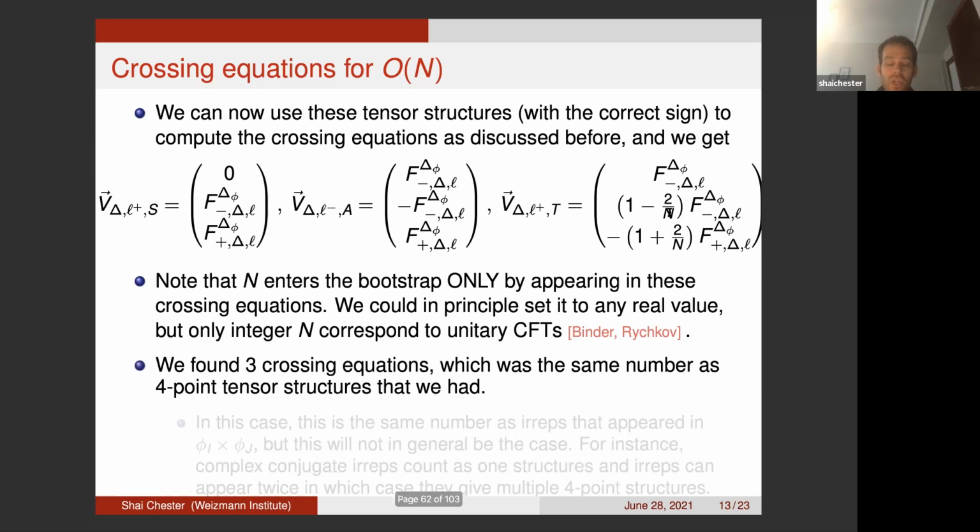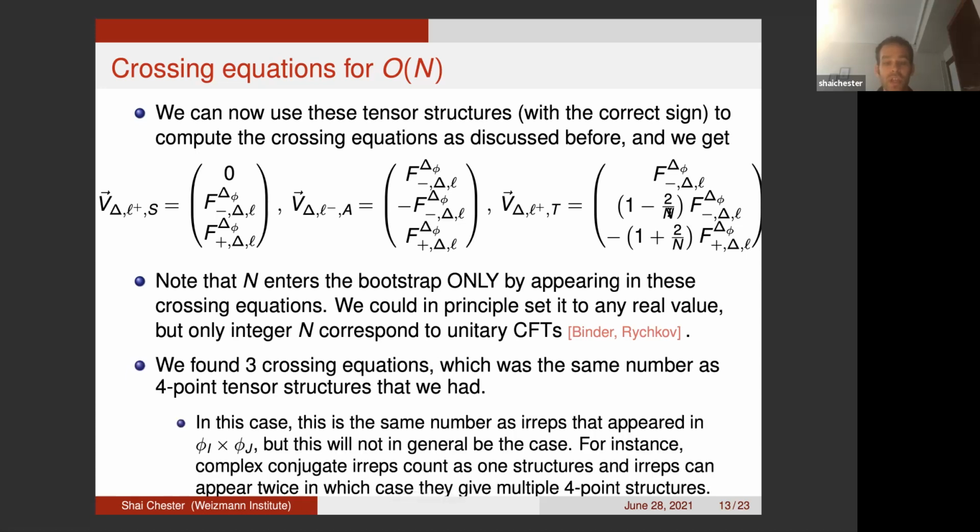Okay. So just to also emphasize this fact that we found 3 crossing equations with the same number of 4-point tensor structures, I just want to emphasize that this was only in this special case. So an example of another case where this wouldn't be true is that if you would have had complex conjugate representations appearing, then those only count as 1 structure. So even though you're getting 2 representations, it just counts as 1 structure, and so it only leads to 1 crossing equation. And then similarly, if you have the same representation, which would appear twice with the same spin, then that would have actually given you several 4-point tensor structures, and then that would have led to multiple crossing equations. And so the story in general is more complicated for the counting of crossing equations, although it always scales in general with the number of representations.